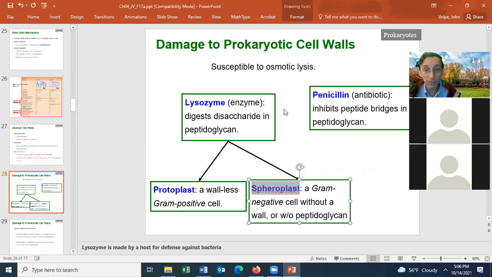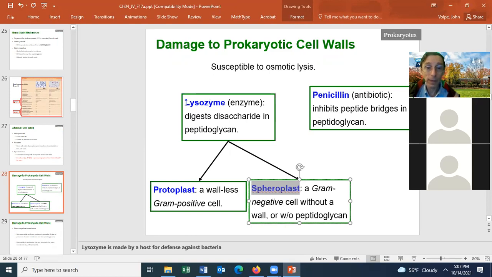You can also damage the cell wall by using penicillin and the penicillin-like antibiotics. Remember, penicillin inhibits the peptidoglycan cross-bridges, so that when the cell wall is made, the peptidoglycan is laid down, but it's not connected together. That makes a hole in the cell wall, and the cell membrane can protrude out of that hole. Any question about any of that?